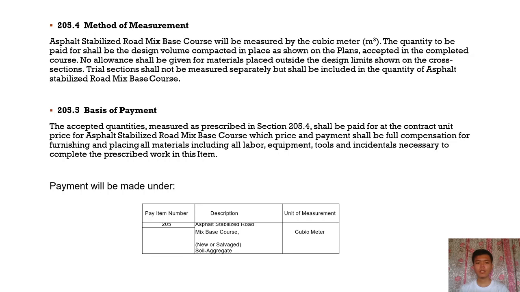So payment will be made under, in this sample, we have payment item number, which is 205, then the description, asphalt stabilized road mix base course, and the unit of measurement, which is cubic meter.